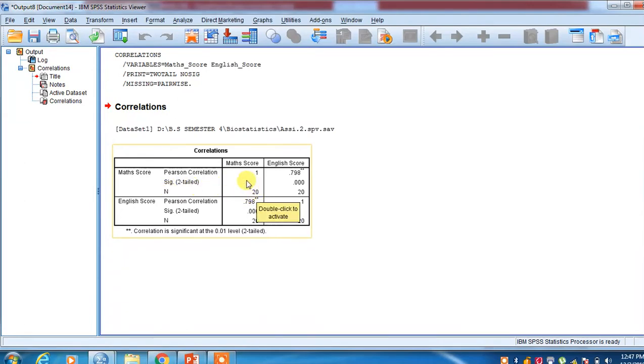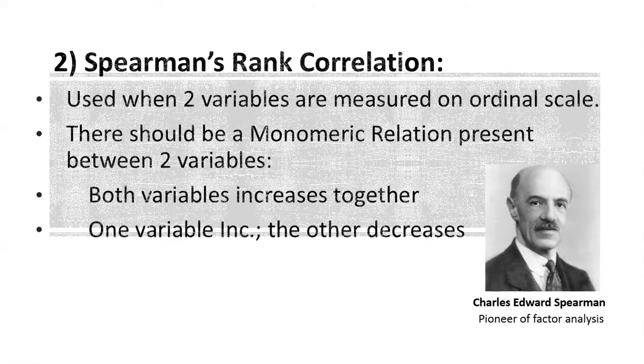Mostly these diagonals are the same, so we don't consider these because they are for the same variable. The off-diagonal values are important. Now we see that the math correlation with the English, the Pearson correlation value is 0.798, with double asterisk. 0.7 indicates a strong relation between the math scores and the English scores, and this correlation is significant at the 0.01 level.